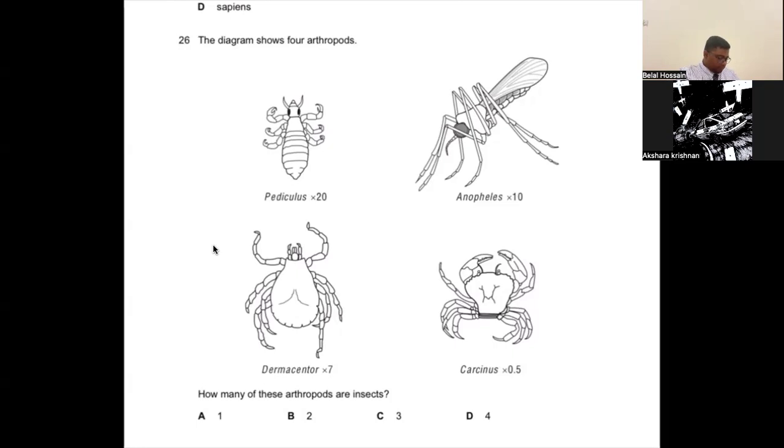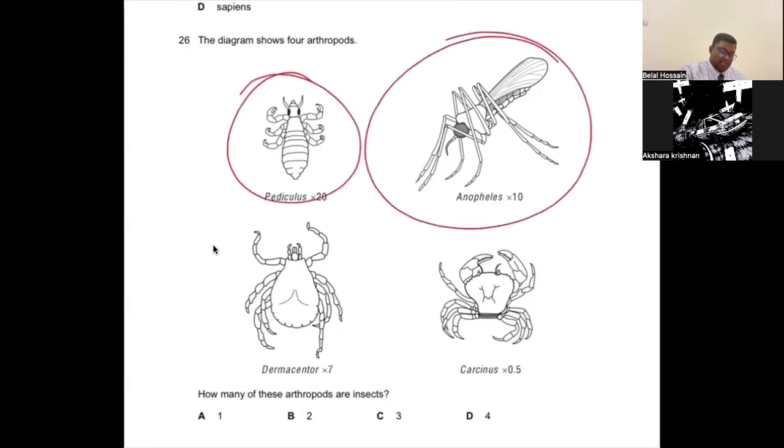Is it the first two? Yes. How many? Which one is the answer? The first two, correct. These two are insects. This is obvious because it has three pairs of legs. Remember, three pairs of legs, three segmented body. This is the key.